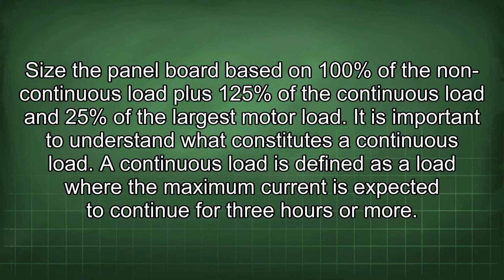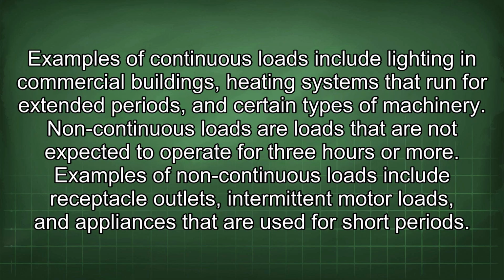A continuous load is defined as a load where the maximum current is expected to continue for 3 hours or more. Examples of continuous loads include lighting in commercial buildings, heating systems that run for extended periods, and certain types of machinery. Non-continuous loads are loads that are not expected to operate for 3 hours or more. Examples of non-continuous loads include receptacle outlets, intermittent motor loads, and appliances that are used for short periods.